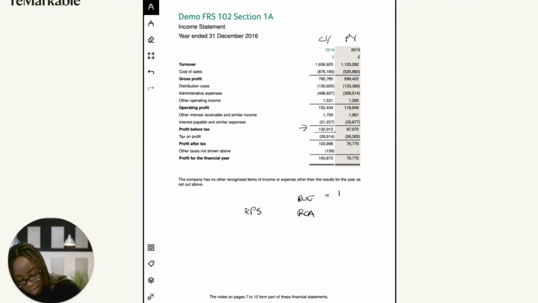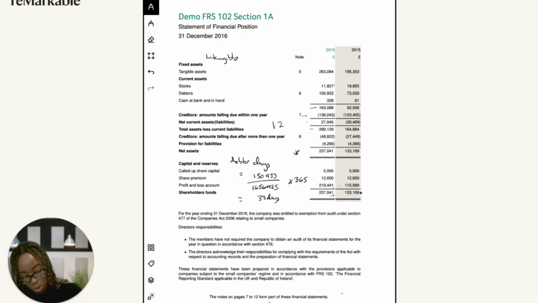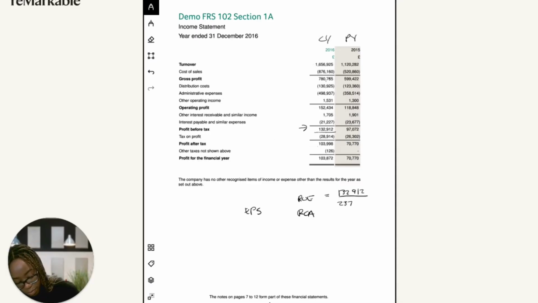So I'll take that 132,000 divided by the equity in the business, which is 237. I think it's 041. Yes, correct. So 132,912 divided by 237. So that gives you, wow, that's quite a good return. About 56% return on equity. So this is returning quite some good money on the equity.